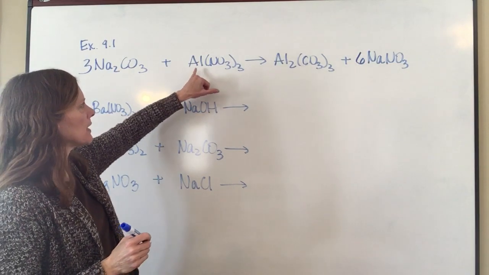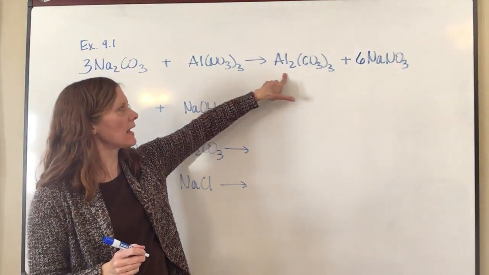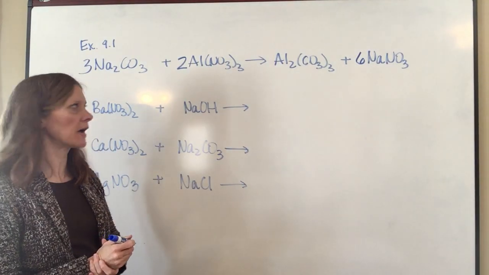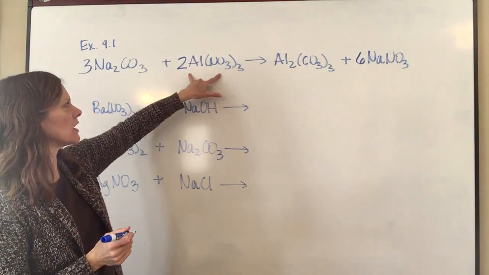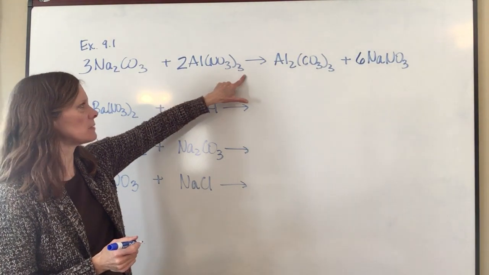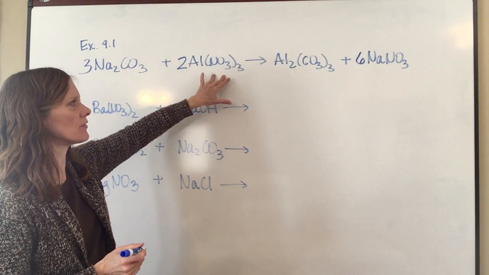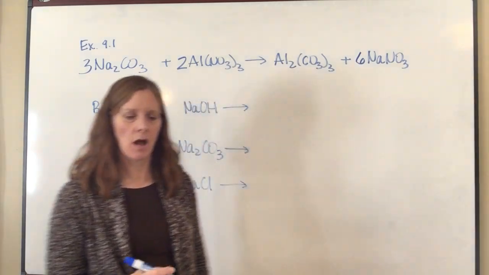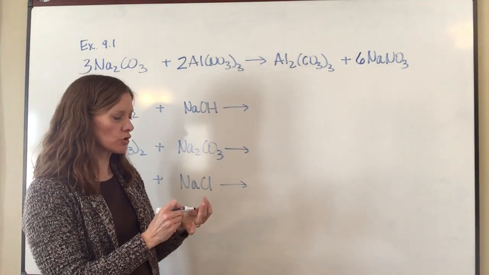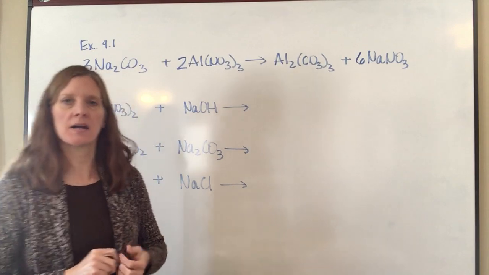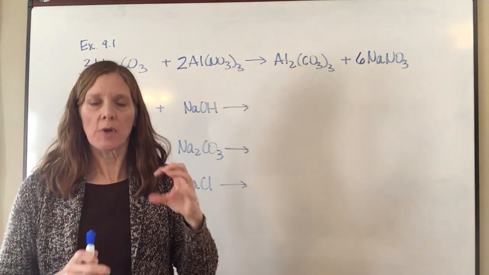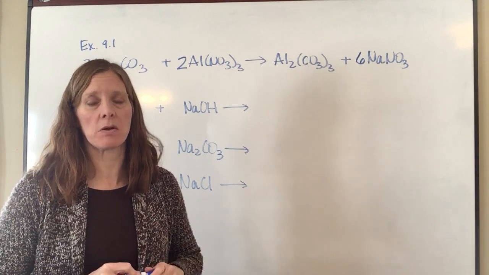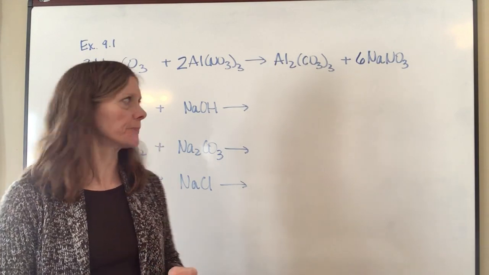If I compare my aluminums, here I have 1, here I have 2. And so if I put a 2 in front of here to balance my aluminums, what's that done to my nitrates? Well, I've got 2 times 3 is 6 nitrates on this side, and I have 6 nitrates on this side. So what you're doing here is you're looking at the polyatomic ion as a group in place of breaking it down into individual elements. So really that should make it a lot easier to balance these equations.